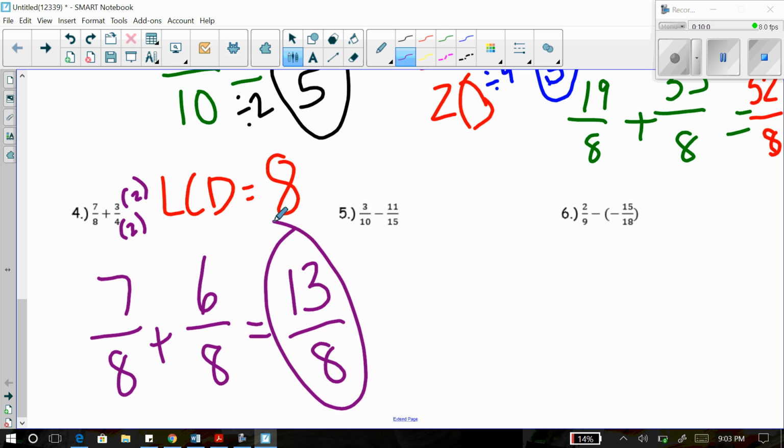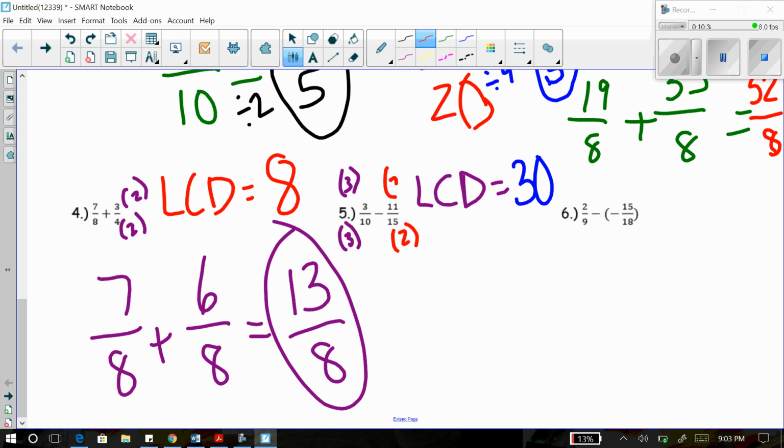All right, number 5, write any mixed numbers as improper fractions. We don't have that issue, so number 2, find the LCD. The least common denominator, the smallest number that your denominators can both go into. So the smallest number that 10 and 15 can both go into, which is 30. So now to rewrite the fractions, we say to ourselves, what times 10 can give me 30? It's 3. And 15 times what is 30? That's 2. So now let's rewrite our fractions.